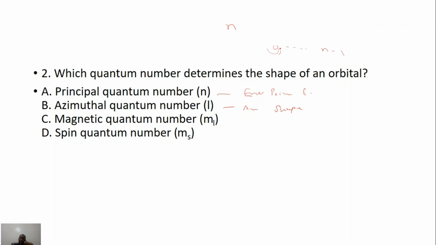If it is 0, it will be s orbital, which is spherical shape. So it determines the shape. If it is 1, it means it's p, which has dumbbell shape. So the azimuthal quantum number determines the shape, while the magnetic quantum number determines the orientation. Okay.